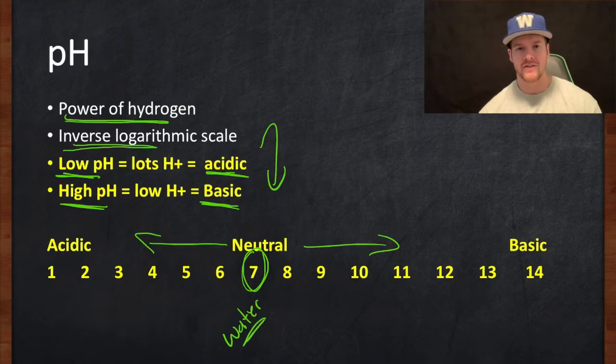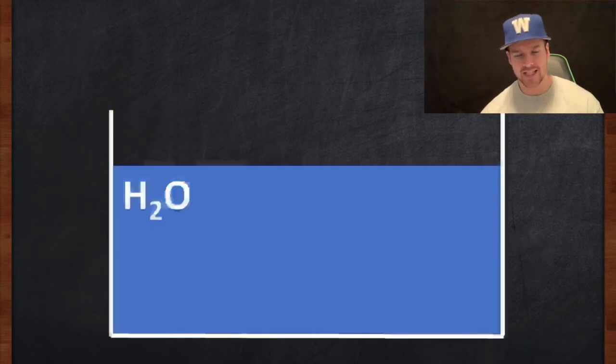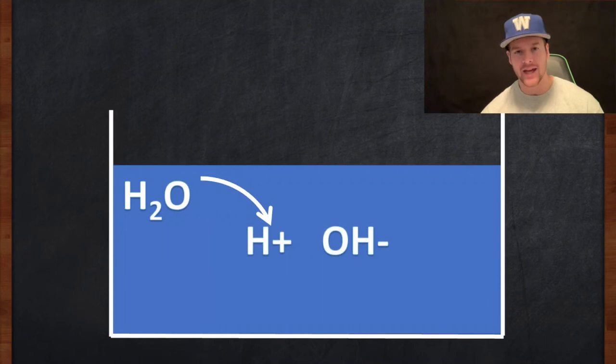But you may be thinking, if it's not an acid or a base, wouldn't that just kind of be 0? Like, why do we make neutral things and why do we make water equal to 7? Well, here's the reason. If we have a container of water, water is going to naturally break up into H+ and OH-, just a very tiny bit.